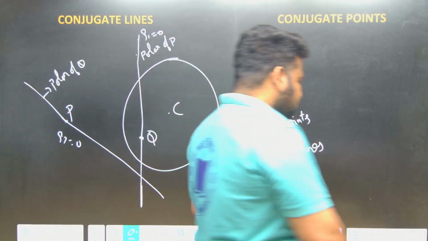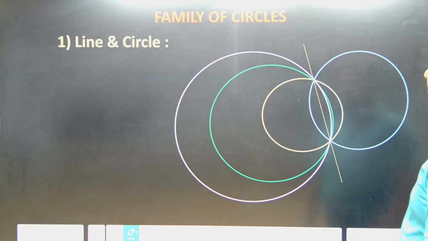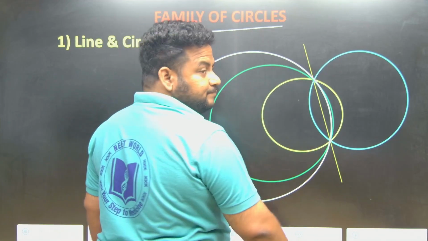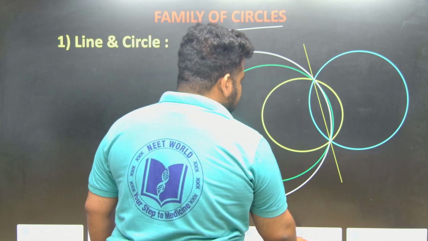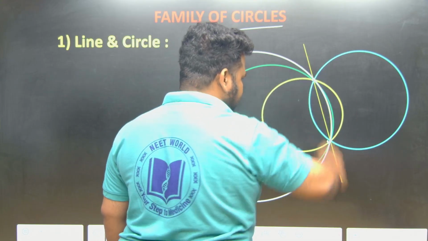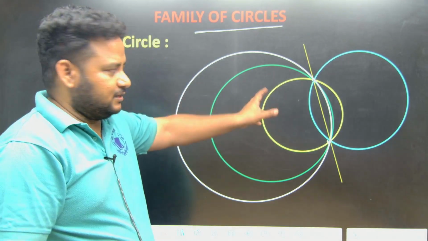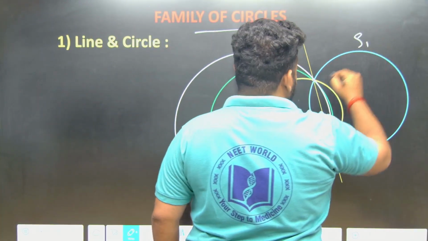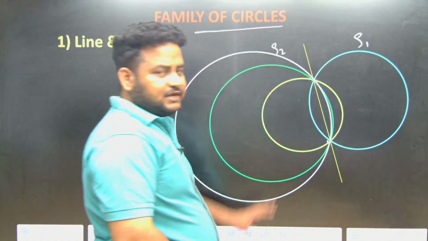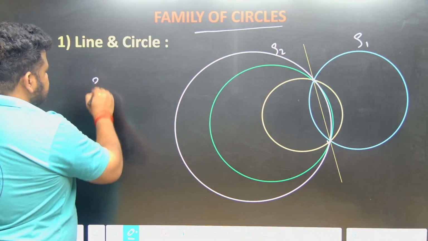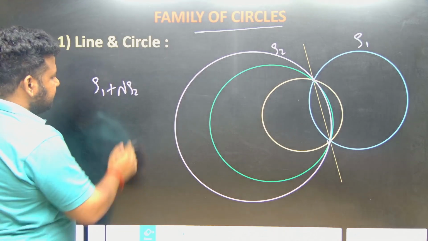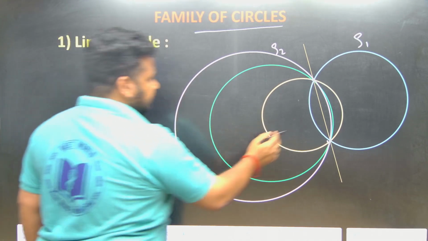But there is one more concept that is called family of circles. In the family of circles, one thing you must know. Suppose there is a circle, there is a line passing through the circle, or you are having many circles cutting the circle, and through each of these two points we can draw a line. Then suppose this is the circle S1 and this is the circle S2, the equation of the family of circles is given by S1 plus lambda S2, or you can write it as S plus lambda L.